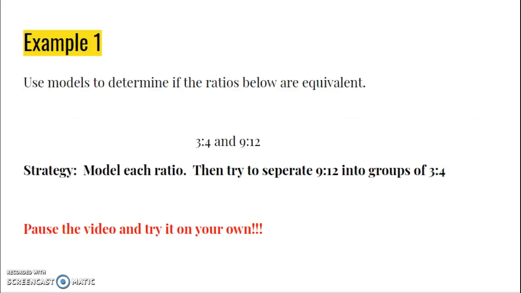In example 1, we're going to use models to determine if the ratios are equivalent. So let's look at the ratios 4:3 and 9:12. Your strategy is going to be to model each ratio and then try to separate 9:12 into groups of 3:4. I want you to pause the video and try it on your own first.